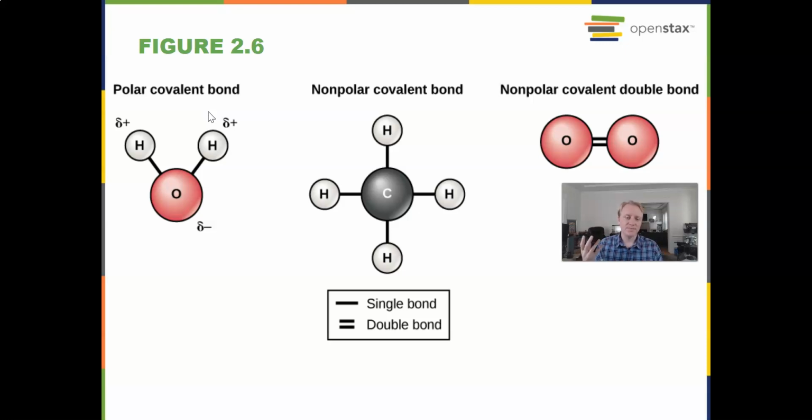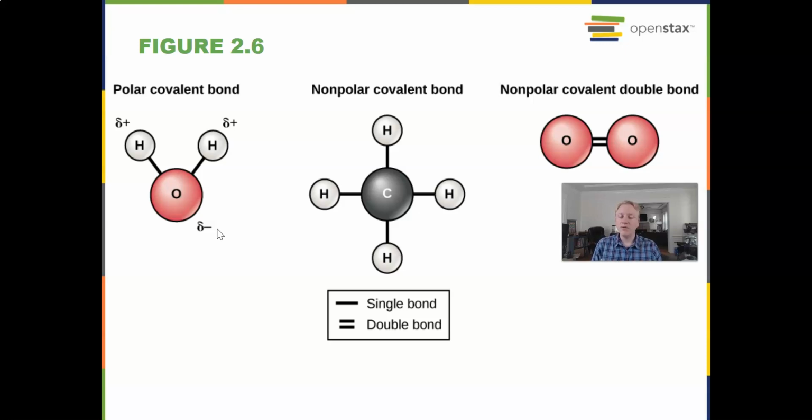So again, O2 is non-polar covalent because the oxygens are pulling equally. CH4 is also non-polar covalent because, for one thing, there isn't a huge difference in electronegativity between carbon and hydrogen, but also because it's getting pulled equally in four directions. And in water, oxygen is way more electronegative than these hydrogens, and so it winds up with a slightly negative charge because the electrons are spending more time around that oxygen.